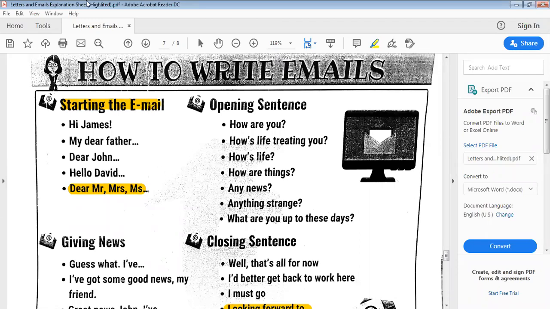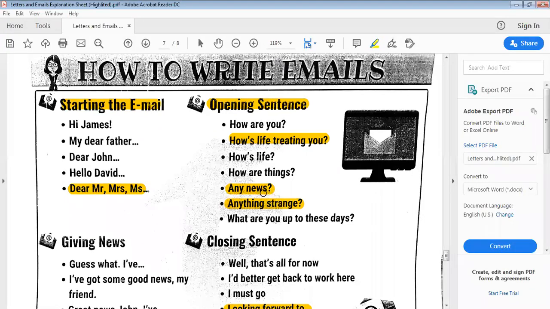Okay, opening statement or opening sentence. If I'm writing to my friend, for example, dear John, hi, how are you? How's life treating you means, how are you? How are you doing? Are you okay? How's life? Any news? Now, if you look at these examples, any news or anything strange, okay, these are not complete sentences. These are kind of fragments.